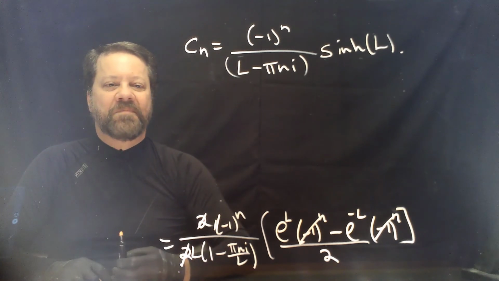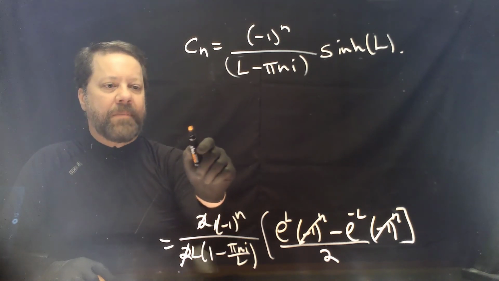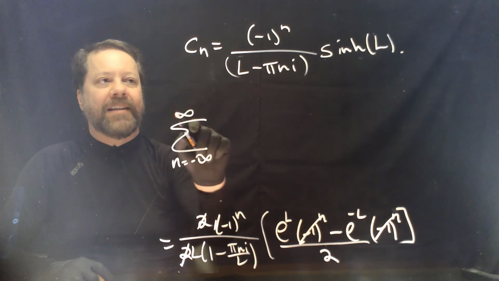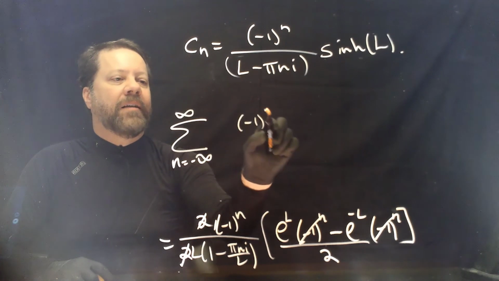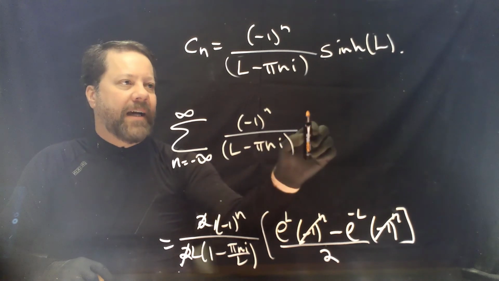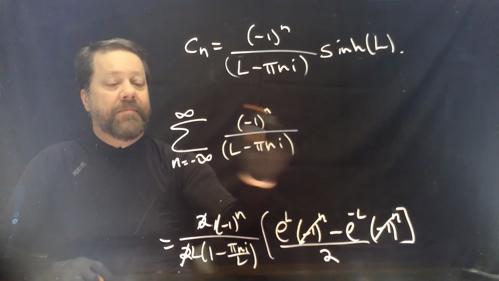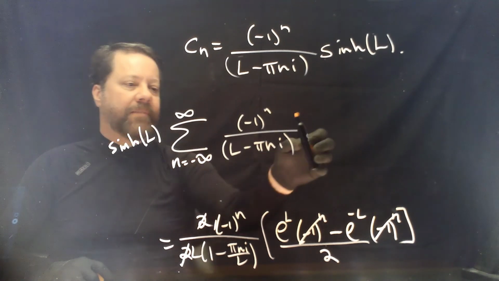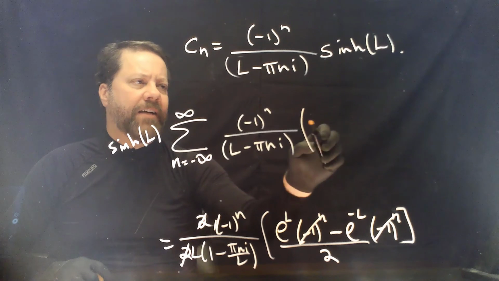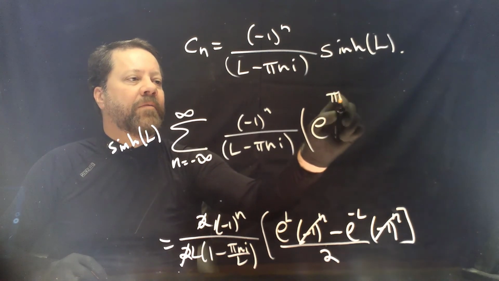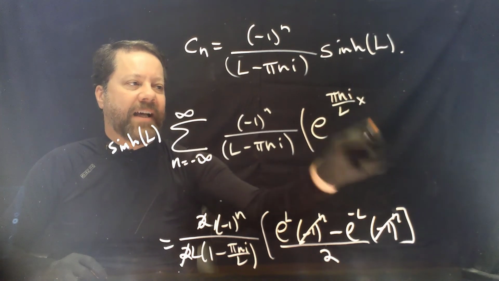That gives us the Fourier representation, the sum, as n goes from minus infinity to infinity, negative 1 to the n over L minus pi n i. The hyperbolic sine can come out of the whole thing. And then we'll have e to the pi n i over L times x.